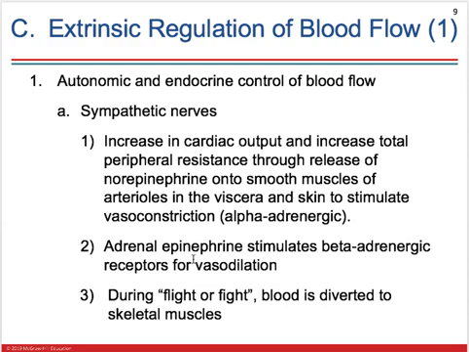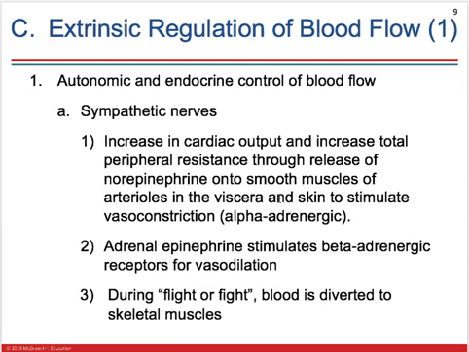Now, epinephrine has a somewhat different effect because epinephrine, as I reminded you some time back, has a higher affinity for beta receptors than it does for alpha receptors. And beta receptors cause vasodilation. Alpha receptors cause vasoconstriction. So in a fight or flight response, you're dumping out a whole bunch of epinephrine, adrenaline, from the adrenal glands. And so you get vasoconstriction in some parts of the body. That is, the skin, for example, has mostly alpha receptors and very little beta receptors.